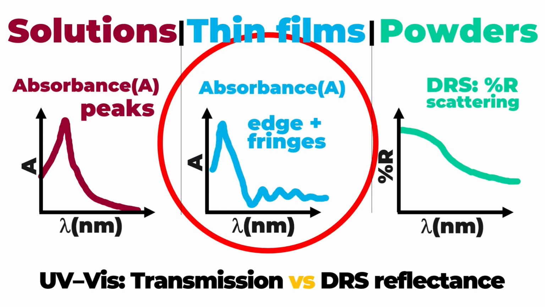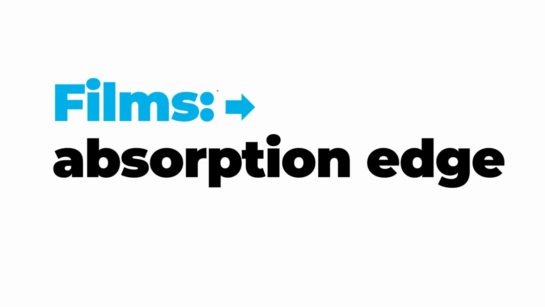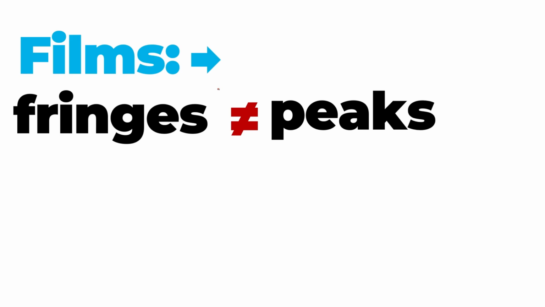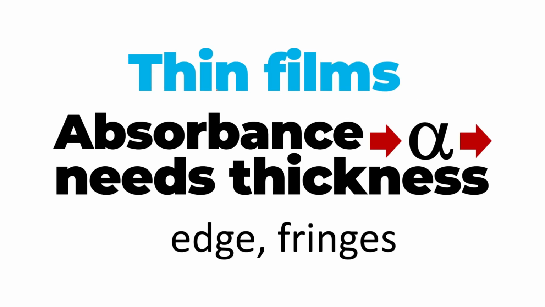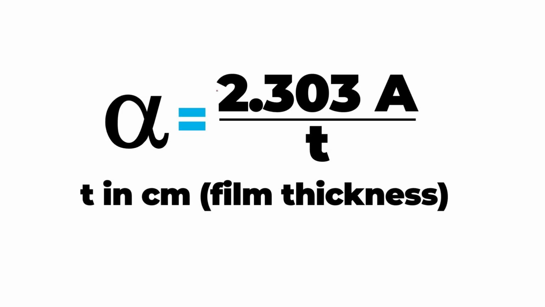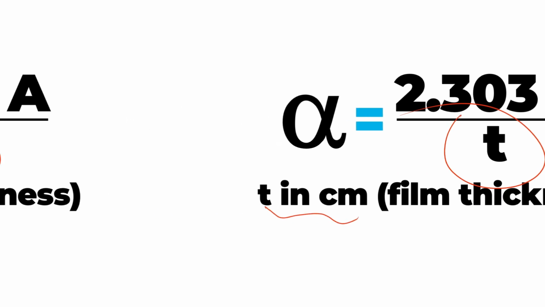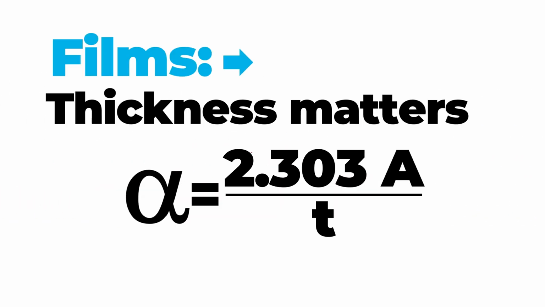Now thin films. Films can show an absorption edge, and films can show ripples that are not peaks. For thin film, we often want the absorption coefficient. You must know the film thickness. Thickness must be in centimeters, and it matters a lot in UV-Vis analysis.